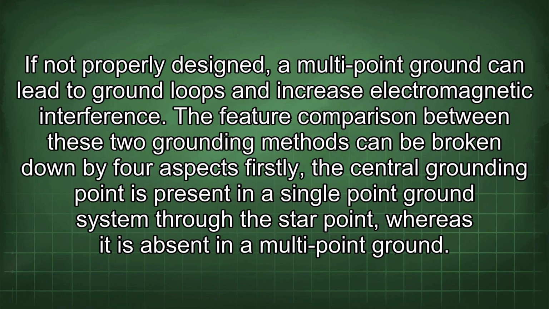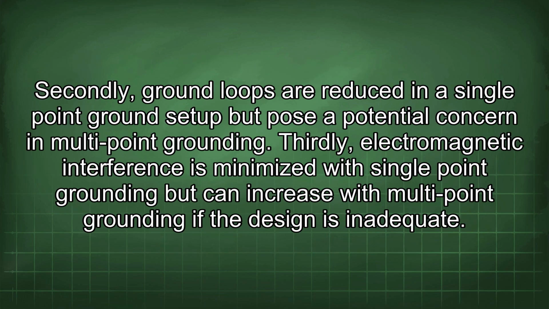The feature comparison between these two grounding methods can be broken down by four aspects. Firstly, the central grounding point is present in a single point ground system through the star point, whereas it is absent in a multi-point ground. Secondly, ground loops are reduced in a single point ground setup, but pose a potential concern in multi-point grounding. Thirdly, electromagnetic interference is minimized with single point grounding but can increase with multi-point grounding if the design is inadequate.